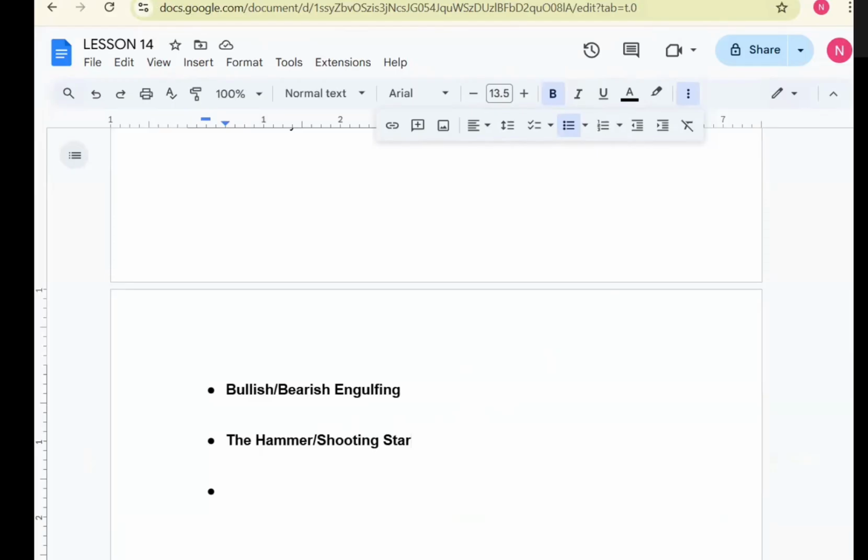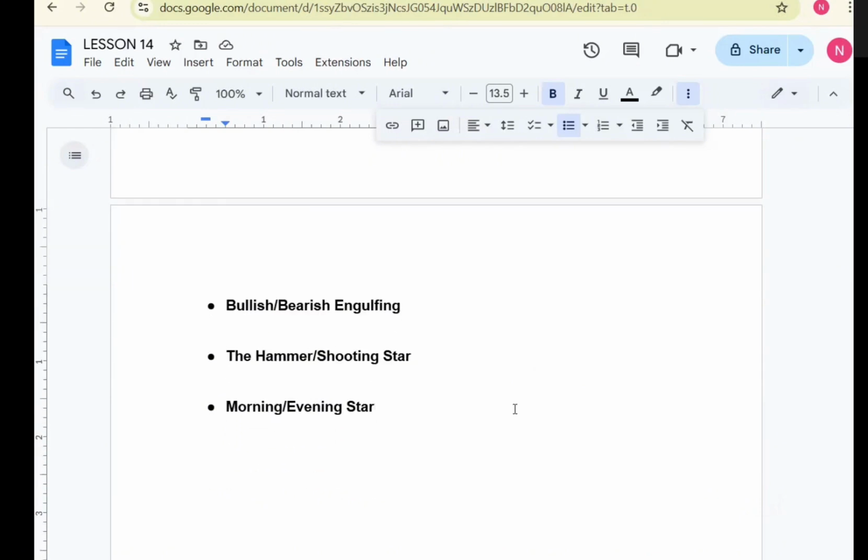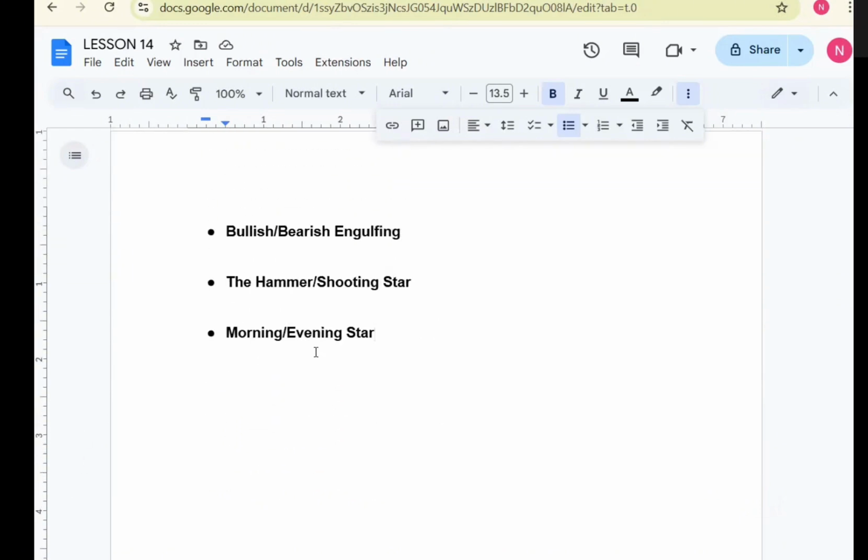And the last victory that Bukowski mentioned in chapter 10 is morning or evening star. This is a three-candle cluster that represents a complete V-turn in sentiment. So this is the meaning of morning and evening star.